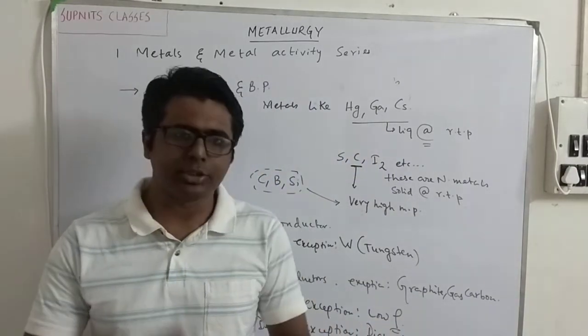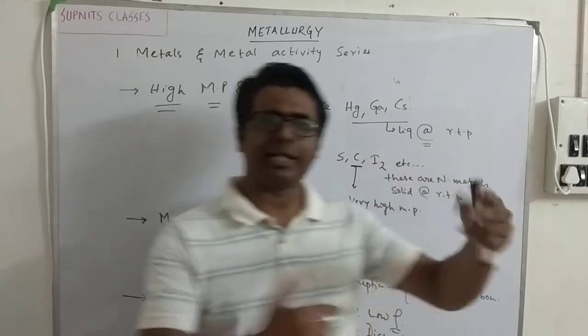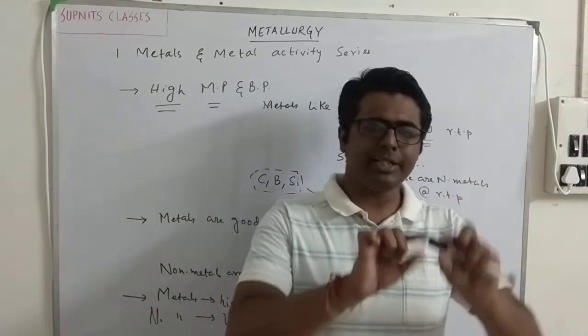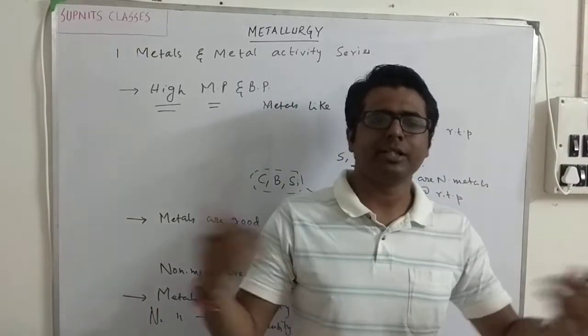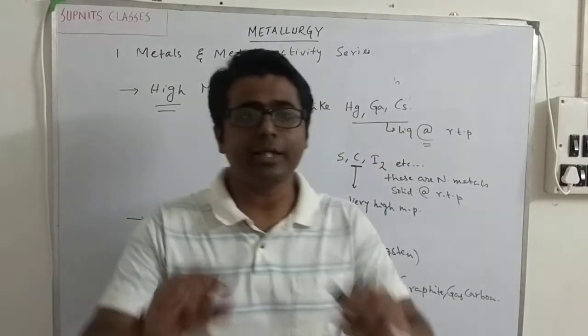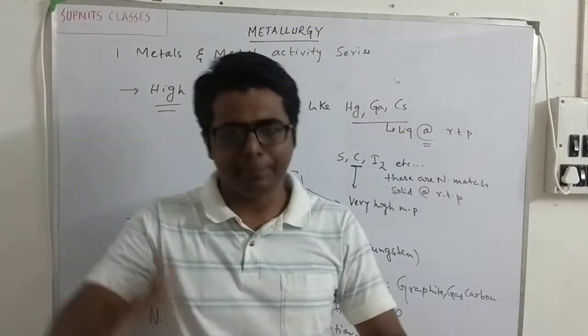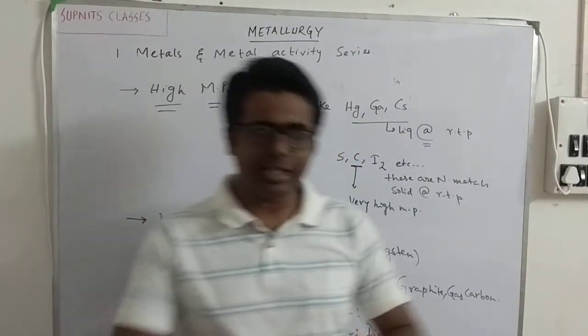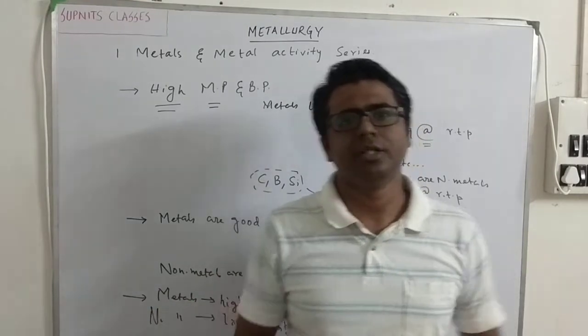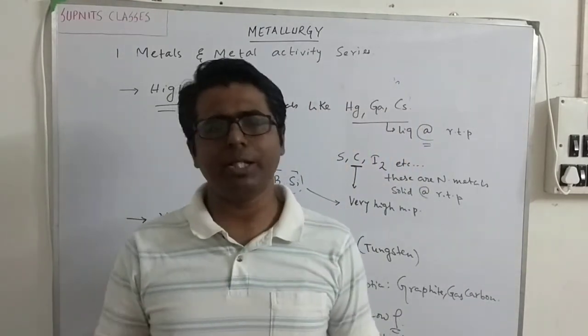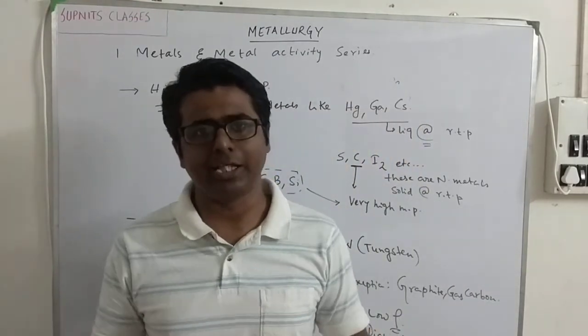Next point was malleability. Malleability is being beaten into sheets. You always combine malleability and ductility together. Any material will be called malleable when I can beat it into sheets, and ductile if I can draw it into wires. Normally metals are ductile and malleable.